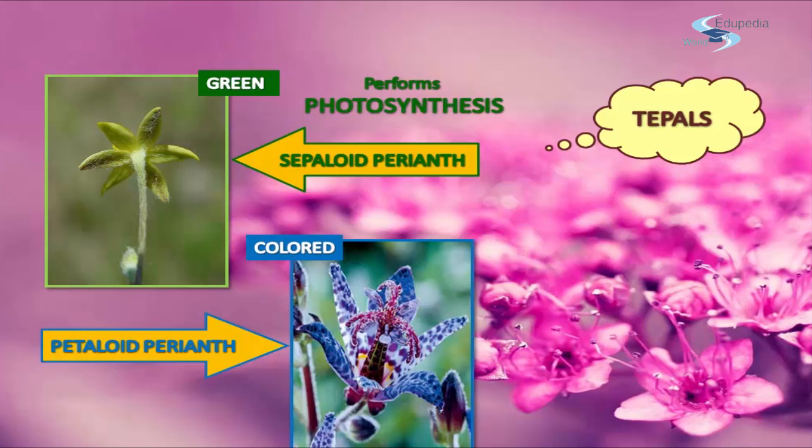Which one performs photosynthesis? Sepaloid perianth, because sepals are a leaf-like structure and they are green in nature, hence they perform photosynthesis. Petaloid perianth is petal-like in nature, so it attracts insects for pollination because it is colored.